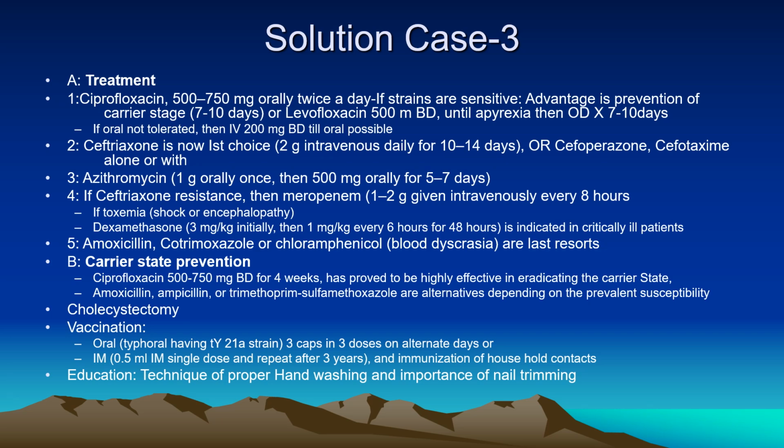Treatment. Prevention of carrier state is very important, and for that, ciprofloxacin is given for 4 weeks. It eradicates carrier state. On a similar note, amoxicillin, ampicillin, or cotrimoxazole are alternative drugs. Cholecystectomy has been advised to prevent recurrence in carrier, and vaccination is available oral and intramuscular. Oral is given as multiple doses, and intramuscular is given as a single dose repeated 3 years thereafter.